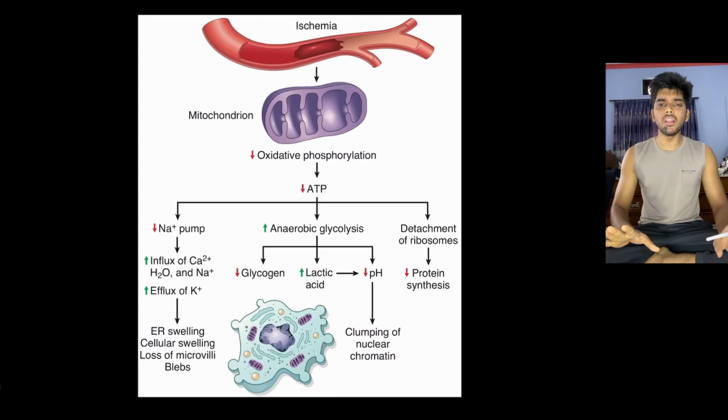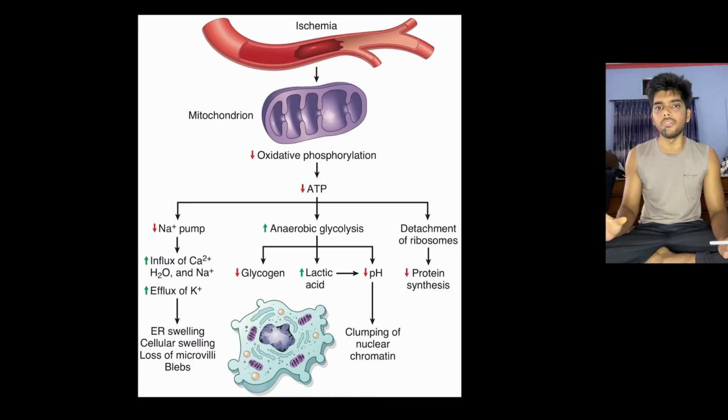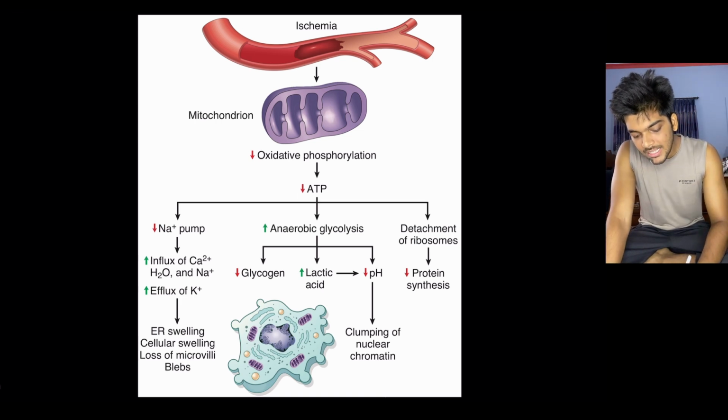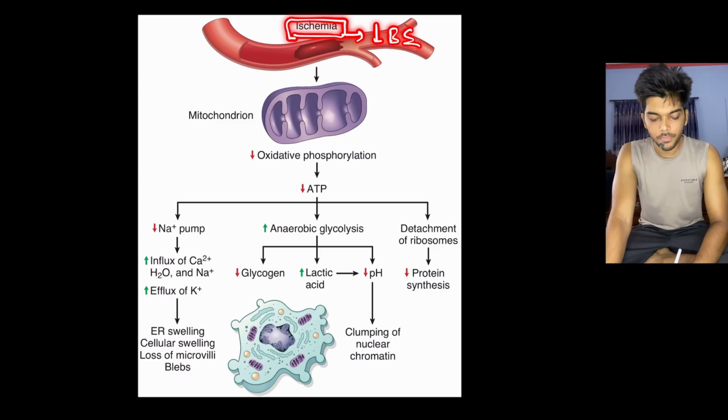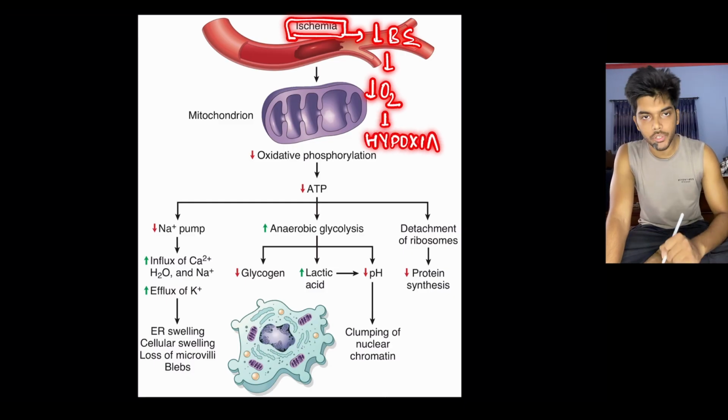Everything that I have taught till now under the topic of reversible cell injury has been mentioned with the help of a very nice flowchart in Robbins. This is the exact flowchart from Robbins. See, first there is ischemia, which results in less blood supply to tissue, which results in less oxygen supply to tissue, which results in hypoxia, which is the most common cause of cell injury.